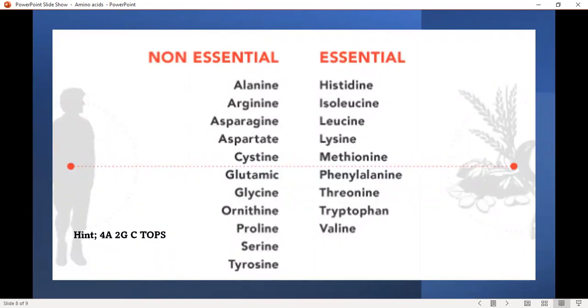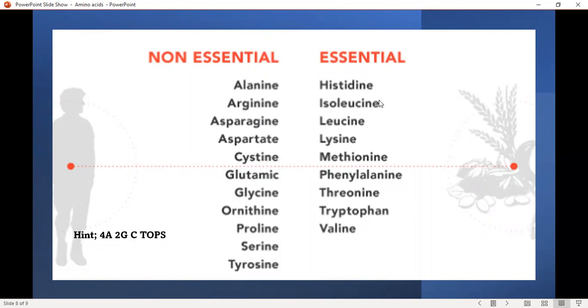Now we also know that amino acids can be classified as essential and non-essential amino acids. Here is the chart showing essential and non-essential amino acids. What are non-essential amino acids? Those that are produced by our body, and we don't need to take these amino acids in our food. These are called non-essential amino acids. We have 11 amino acids here that are non-essential. And here's the hint to remember these amino acids: 4A, 2G, C tops.